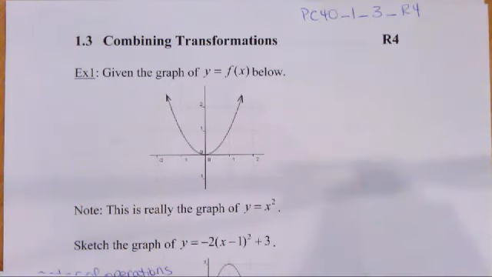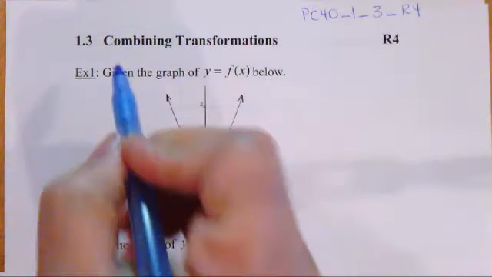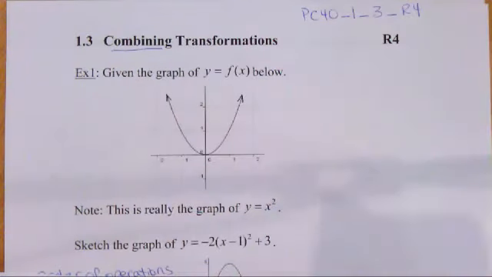We're going to look at 1.3, where we're going to be combining the transformations now. So far we've done vertical and horizontal translations. We've also done reflections and stretches and compressions. So we're going to put it together now in a couple of questions.